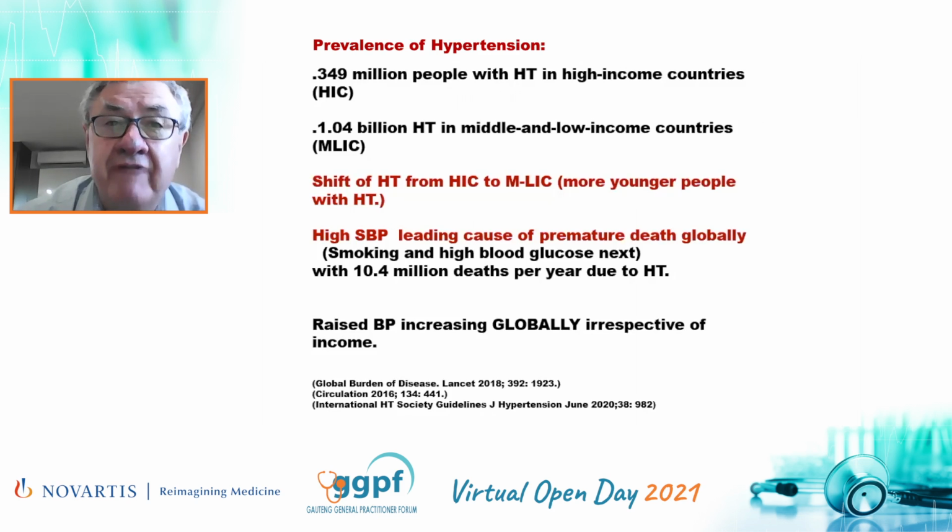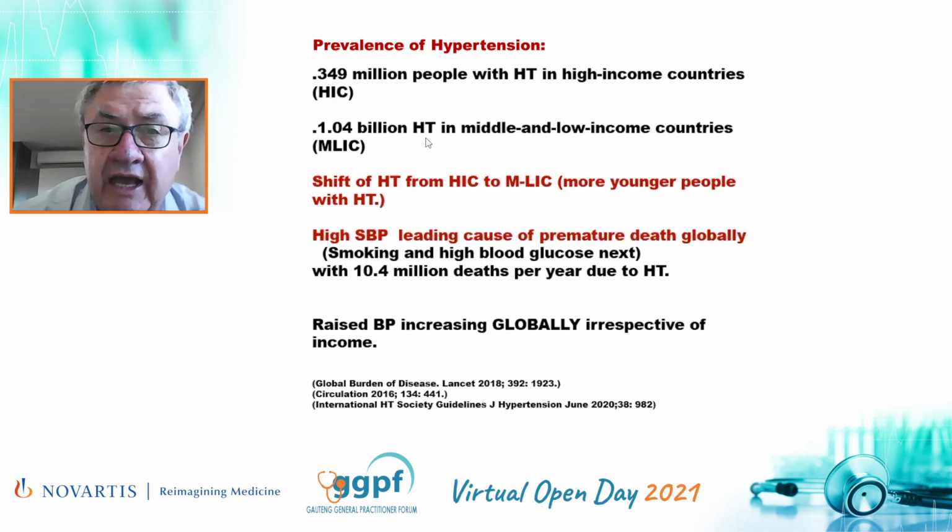If you look at the prevalence of hypertension, what is for me critical, look here, 349 million people with hypertension in high-income countries currently. But if you go to middle and low-income countries, it's 1.04 billion people with hypertension. So there's a clear shift in the prevalence of hypertension from high-income countries to middle and low-income countries, which were not there a few decades ago.